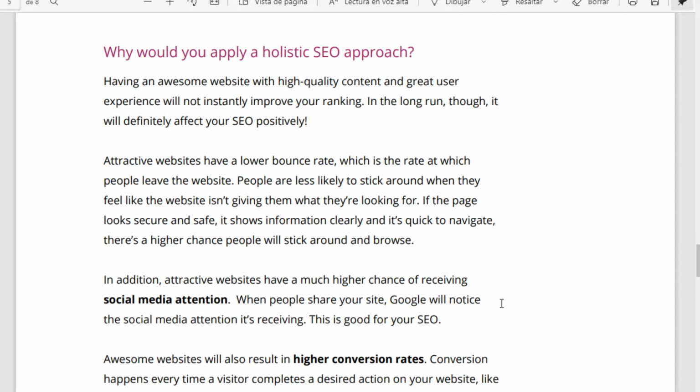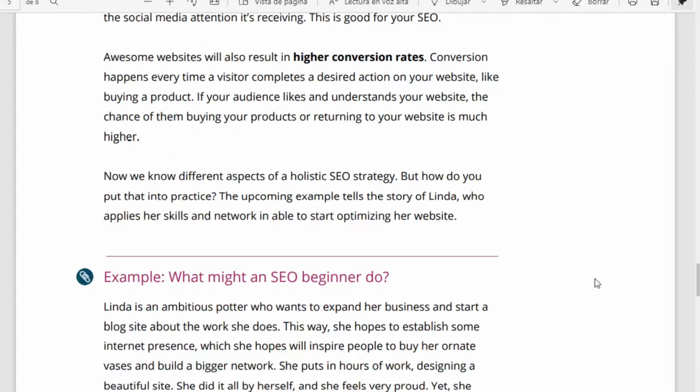Awesome websites will also result in higher conversion rates. Conversion happens every time a visitor completes a desired action on your website, like buying a product. If your audience likes and understands your website, the chance of them buying your products or returning to your website is much higher. Now we know different aspects of a holistic SEO strategy.